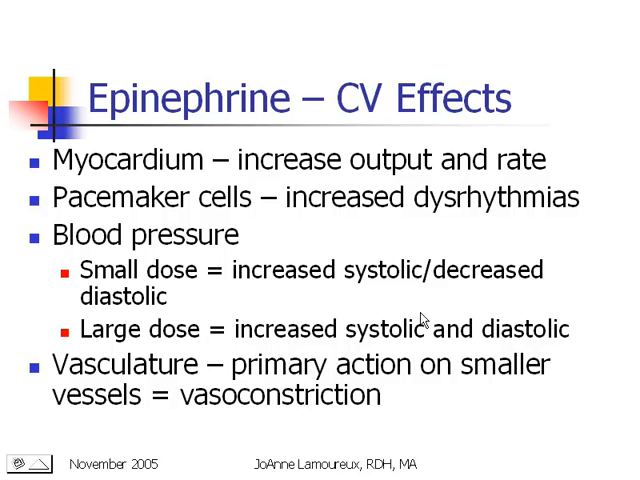As I mentioned previously, epinephrine, because of its beta activity, can affect the heart. It increases the output and rate when it attaches to the beta-1 receptors on the myocardium. It also increases the likelihood of dysrhythmias because it can attach to the pacemaker cells. When we give it in small doses, we notice an increase in systolic blood pressure, but a decrease in diastolic. When it's given in much larger doses, we get an increase in both systolic and diastolic readings. As I mentioned already, its primary action on our blood vessels is vasoconstriction.